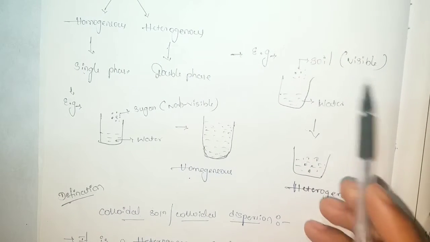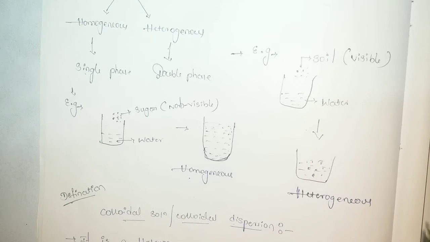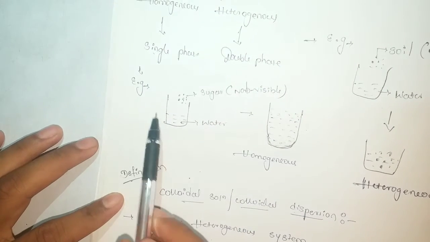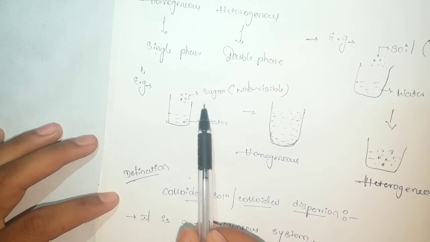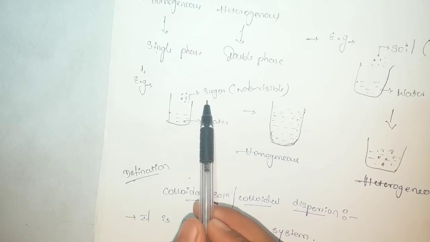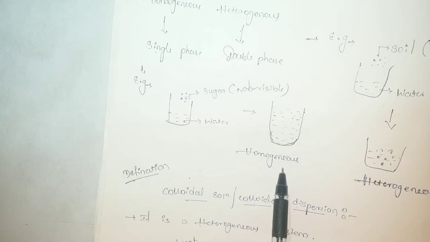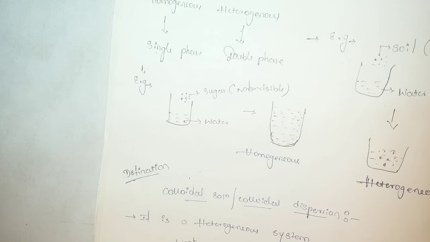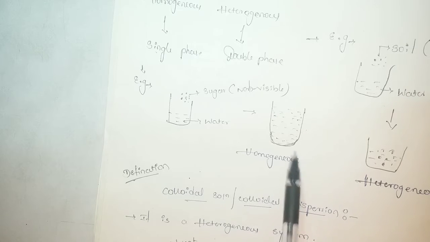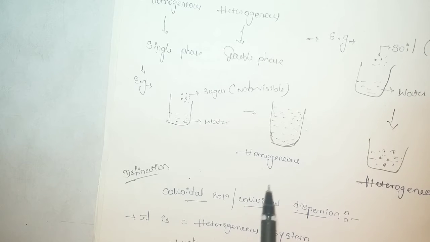One is the soil phase and the other is the water phase, that is, one is the dispersion phase and the other is the dispersion medium. An example of a homogeneous single phase is sugar plus water. When we add sugar to water, it forms a homogeneous, single phase. There are no visible particles, that's why we call it a homogeneous solution.